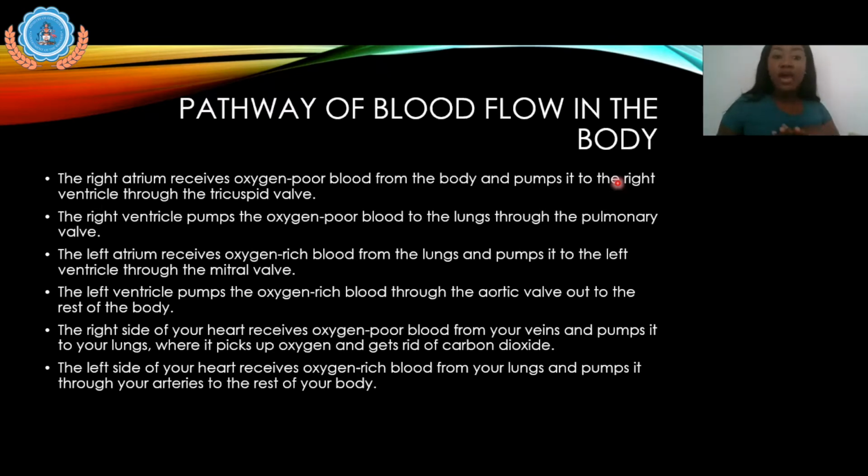The right side of your heart receives the deoxygenated blood, or oxygen-poor blood, from your veins and pumps it to your lungs, where it picks up the oxygen and gets rid of carbon dioxide. The left side of your heart receives the oxygen-rich blood, or oxygenated blood, from your lungs and pumps it through your arteries so that blood can go to the rest of your body, where the oxygen can be used in different activities that the cells need.